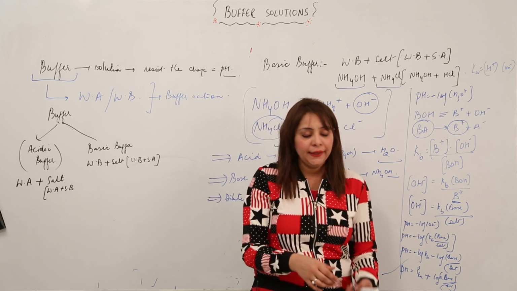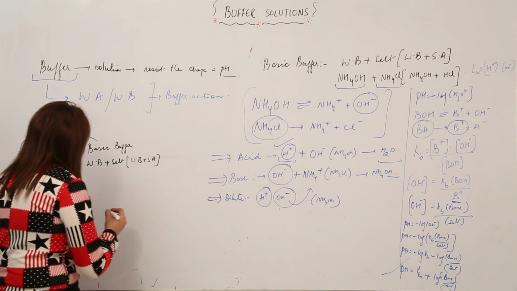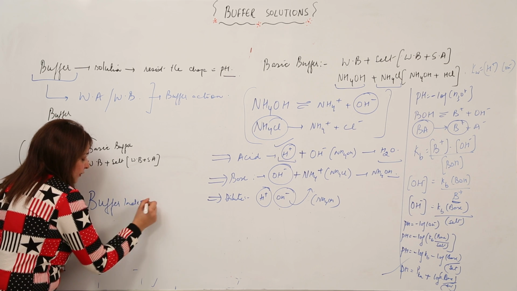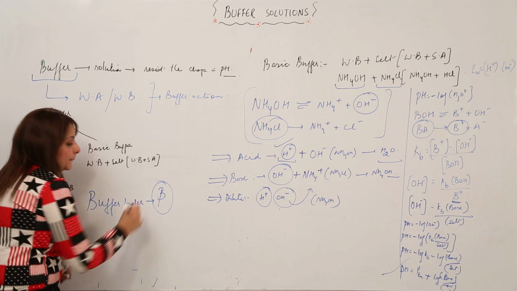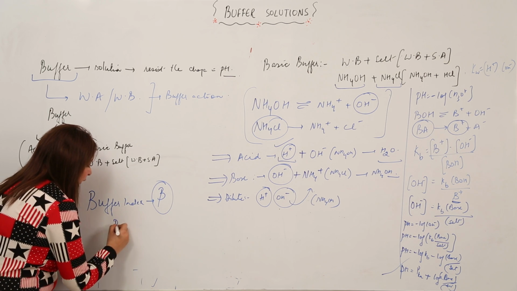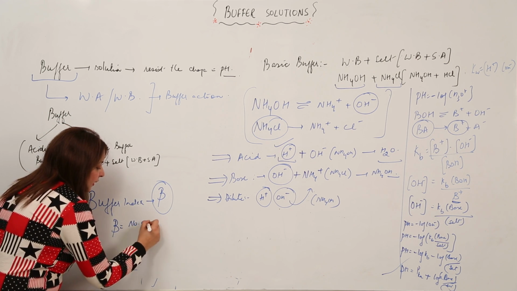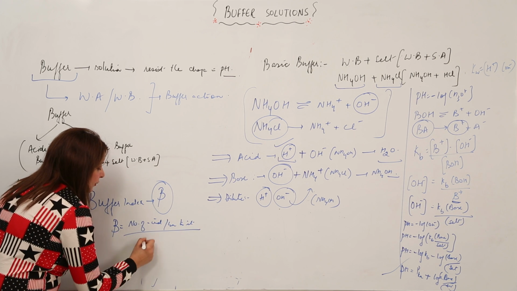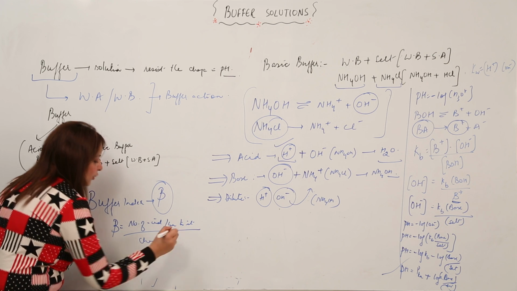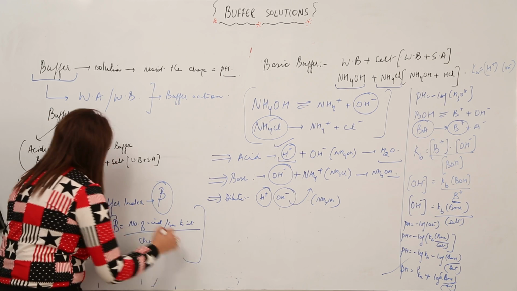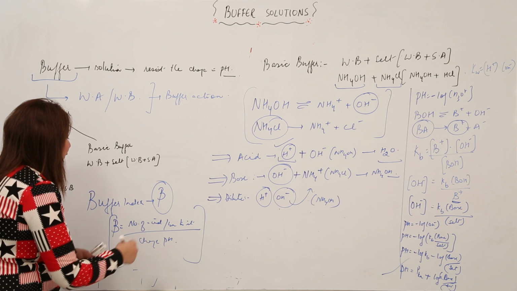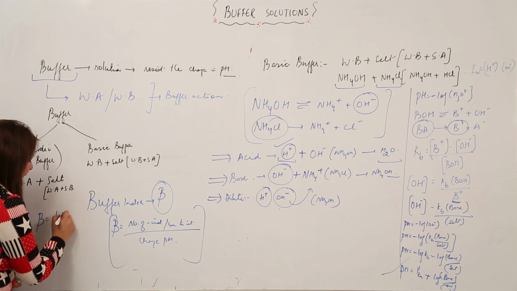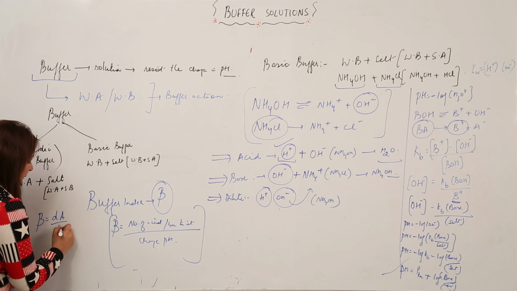One more thing, we have the buffer index. What is this buffer index actually? First of all, you should know it is denoted by beta, right? It is actually equal to the amount of acid or base you add to the solution and accordingly what change in pH occurs. So this is the buffer index, right? Or we can write, if I add acid to it, the expression like this also, that is acid to change in pH.